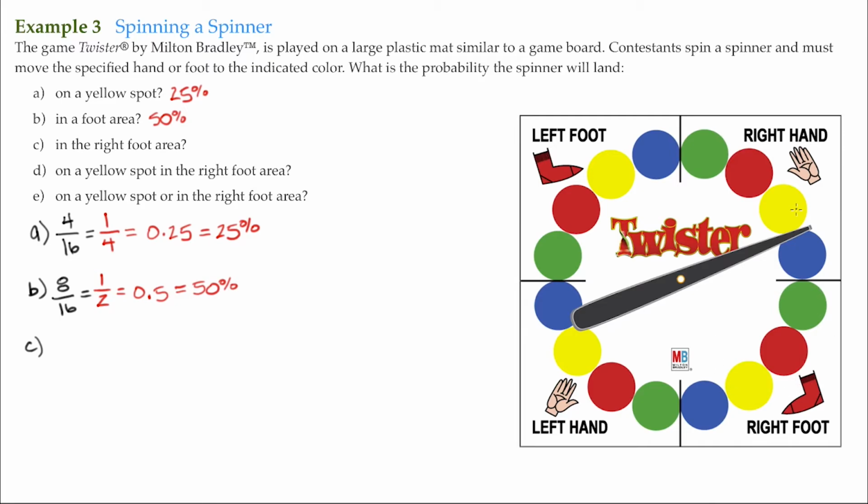And again, through casual observance, you can see that that's 1 out of 4. There's 4 quadrants here. Or if we do it via the colors here, that's 4 out of 16. And of course, again, we know that as 1 out of 4. Again, that's 0.25, and we recognize that as 25%. So the probability of landing in a right foot area, 25%.